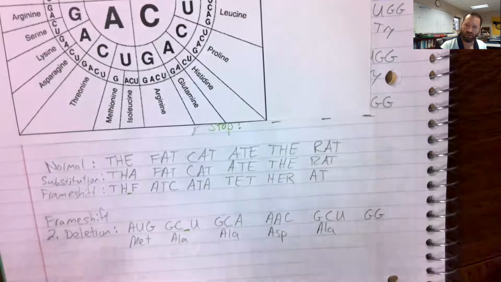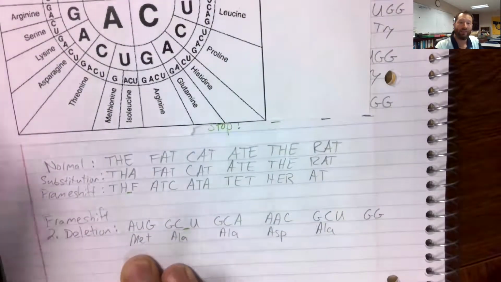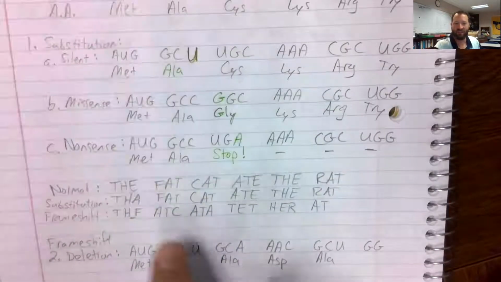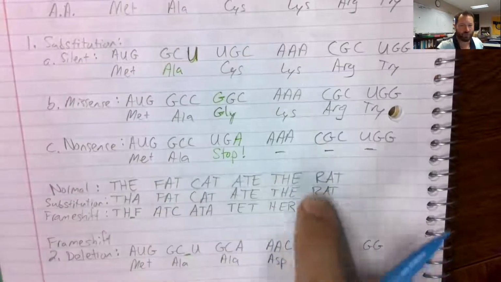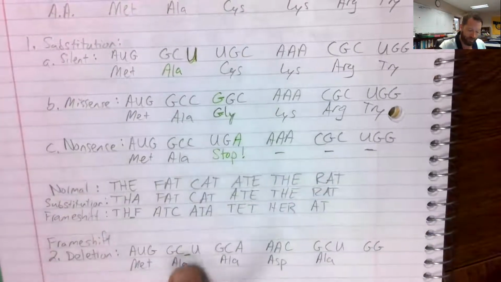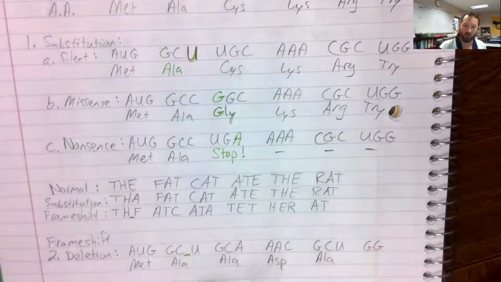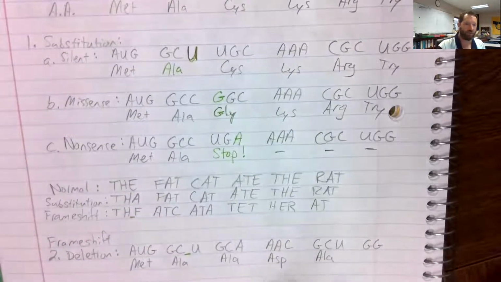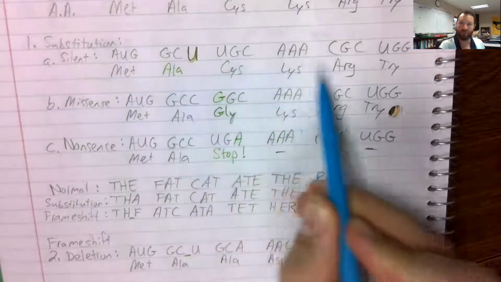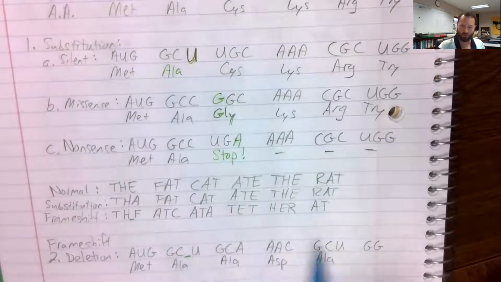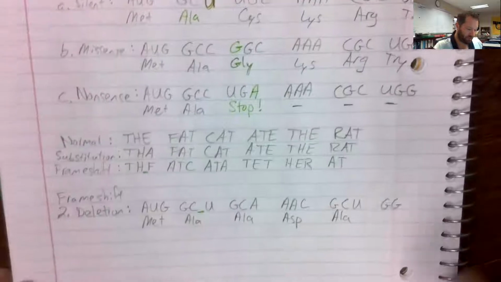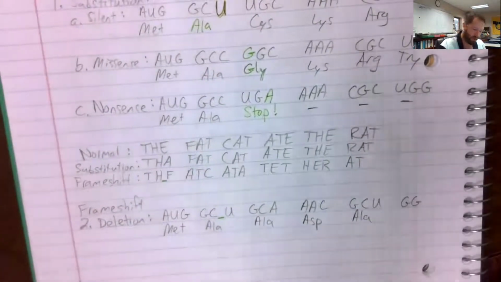Finally, GG, not enough for a codon, a completely different protein. Just like this sentence here is completely different from the original, that frame shift mutation, that deletion, changed our entire reading frame. And now we just have, again, a completely different protein than what we were supposed to have. So deletion can be quite bad.